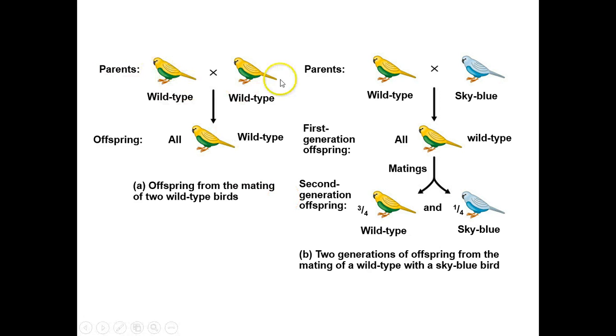So if you took two parents that were both wild type, your expectation is that all of your offspring would be wild type. On the other hand, if you took a wild type budgie that was yellow and you mated it with a sky blue, a very rare sky blue, what you'd find is that first generation offspring were all wild type. But if you bred siblings from that first generation offspring together, what you would find is that some sky blue individuals would reappear and the wild type individuals would be dominant in a 3-to-1 ratio. That tells you something about the sky blue trait versus the yellow trait.